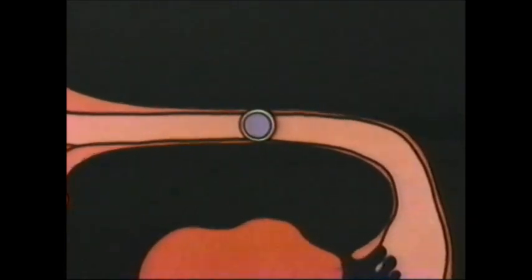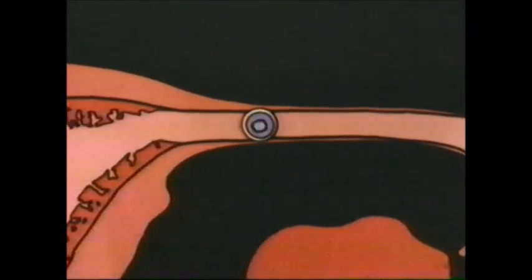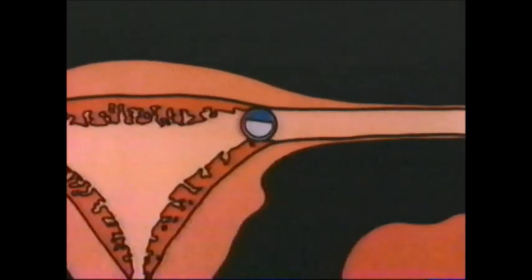The solid ball of cells produced, known as a morula, begins to hollow out. The cavity forms only in the center of the cell ball, but it is shown here as if the outer cells were transparent.